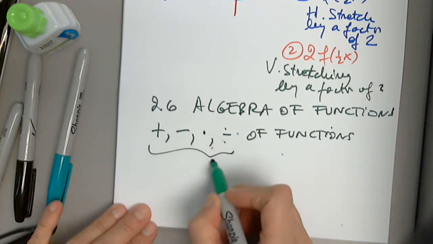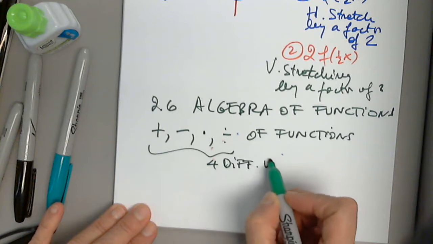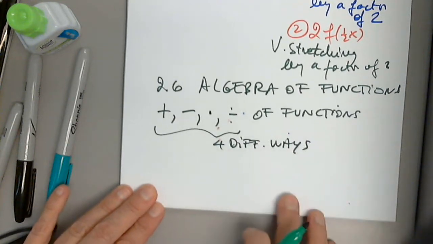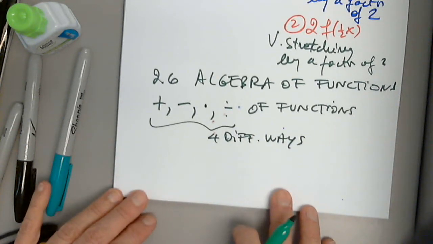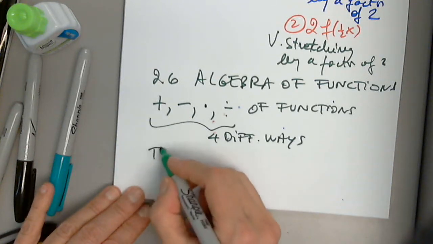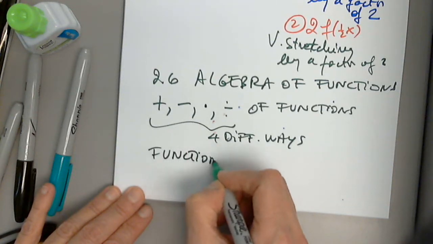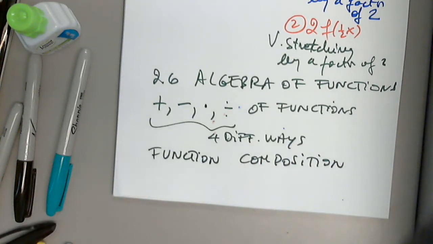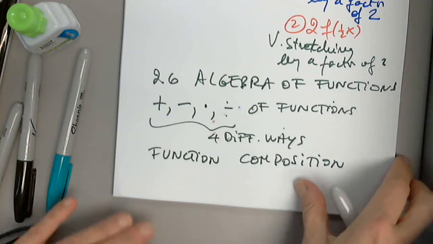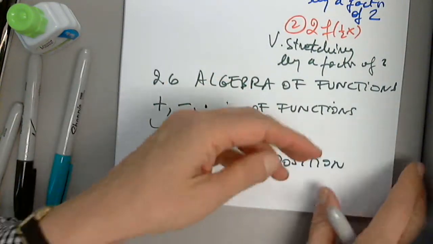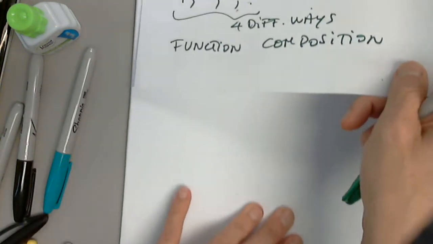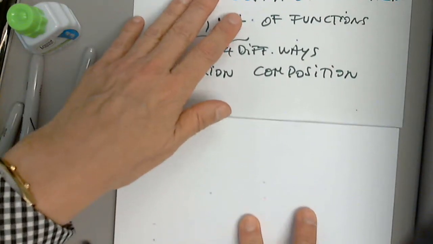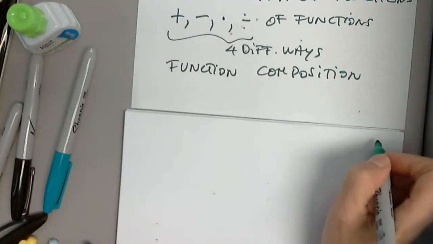So these are 4 different ways of finding or creating new functions. There is a 5th one, which is called function composition. So there are 5 different ways of creating new functions if I'm given at least 2. Okay, so let's start with this. This entire thing should be a review, but I will go through it. This was presented in a previous class, but that's okay.